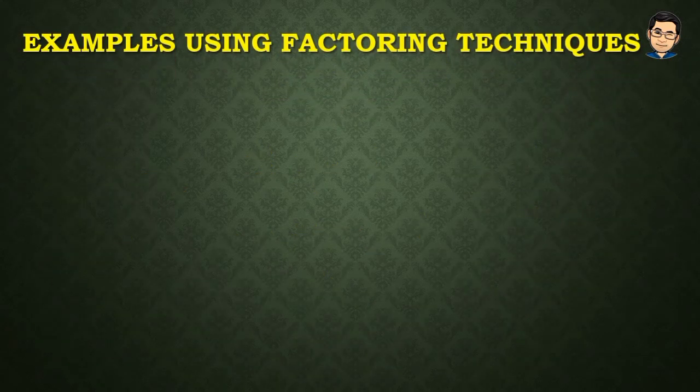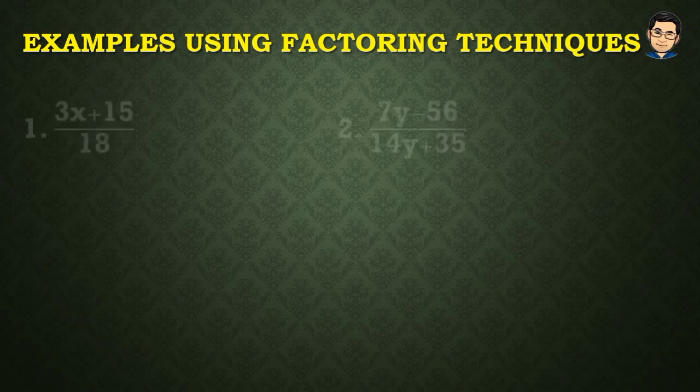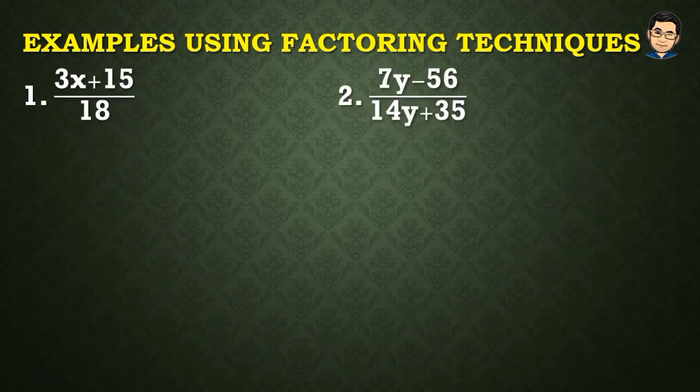So, yung next examples po natin, puro po factoring techniques naman ang i-apply natin sa pag-simplify ng rational expressions. Like for example, number 1, 3x plus 15 all over 18. So, kukunin natin yung greatest common monomial factor ng 3 tsaka 15. And that is 3. And then, ipa-factor natin yung 3 sa labas. And then, yung term sa loob, so 3x divided by 3, that is x. And then 15 divided by 3, that is 5. So, ito po yung factored form ng 3x plus 15.